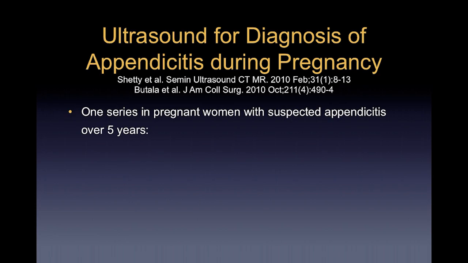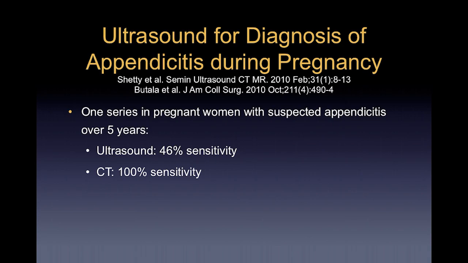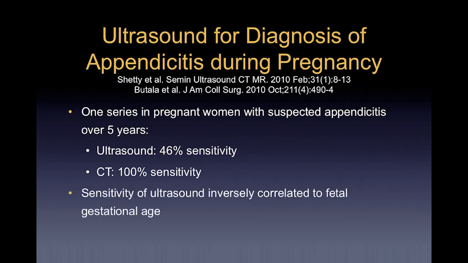In one series that looked at patients over 5 years, ultrasound only had a 46% sensitivity for the diagnosis. In that same series, CT had about 100% sensitivity. Not surprisingly, ultrasound tends to do better earlier in pregnancy. So, first trimester, by all means, it's a good way to try to make the diagnosis. As the pregnancy progresses, it simply gets harder to find the appendix. And in those cases, you're often going to need another modality.